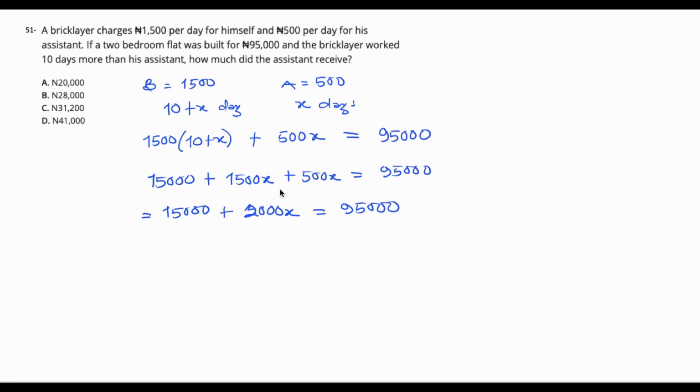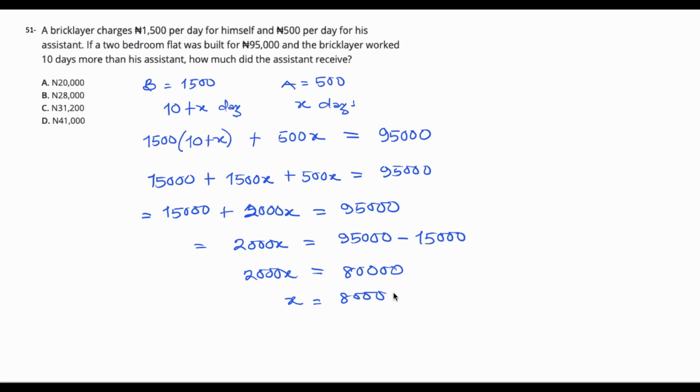So now we can make X the subject of the formula by transferring 15,000 to this side. So that will be equal to 2,000X equals 95,000 minus 15,000. So this is 2,000X equals 80,000. Now X is equal to 80,000 divided by 2,000, which is equal to 40.